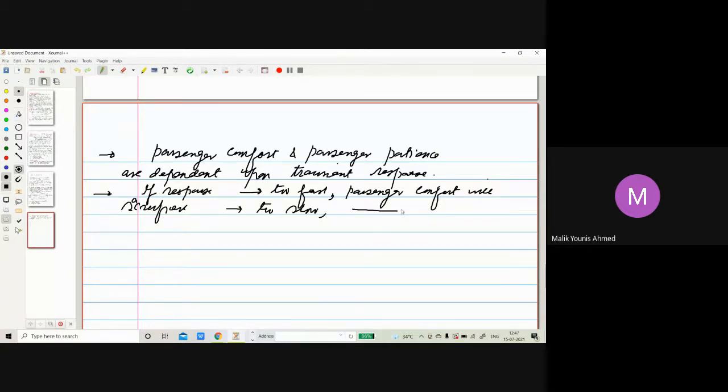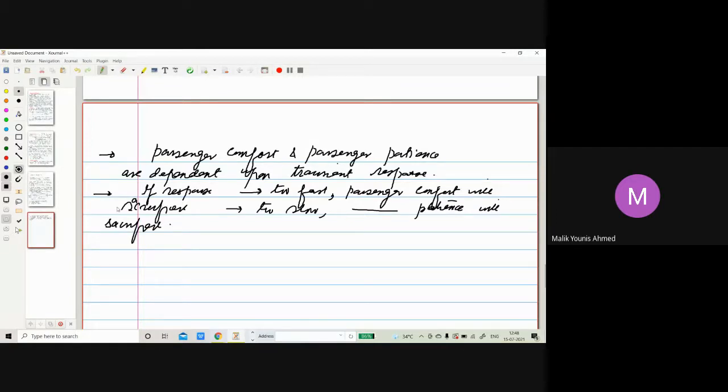Then if the response is too slow, what will happen? Passenger patience will be sacrificed. It will move slowly, like the old vehicles in Srinagar that came from Nishat and moved leisurely, taking a lot of time. So in that case also passenger patience was sacrificed. If the elevator's speed is very slow, passenger patience will definitely be sacrificed in this case.